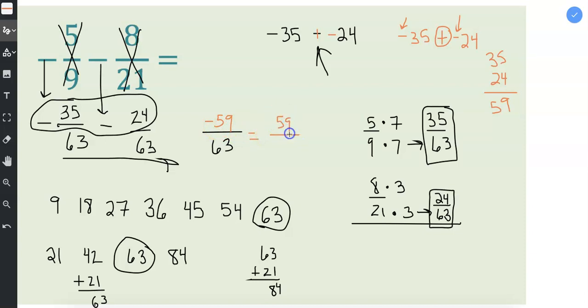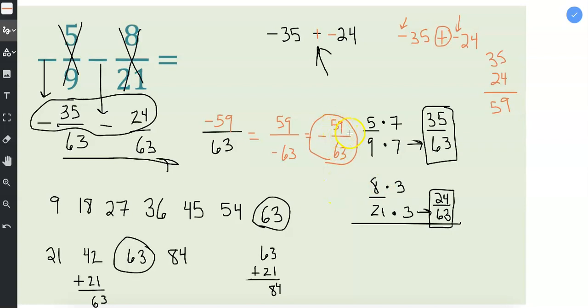Now remember that you can place that negative in the numerator. You could also place that negative in the denominator, or more commonly at the end, people will put it in the middle by the fraction bar. And we get negative 59 over 63.